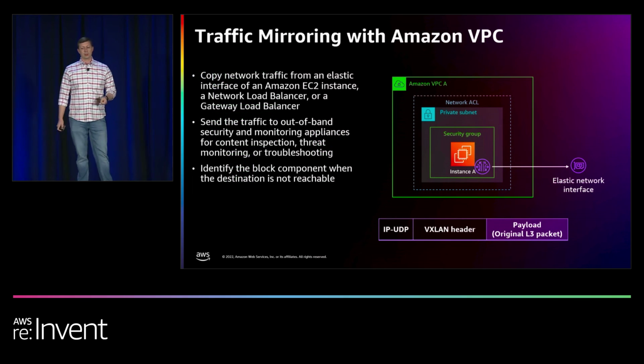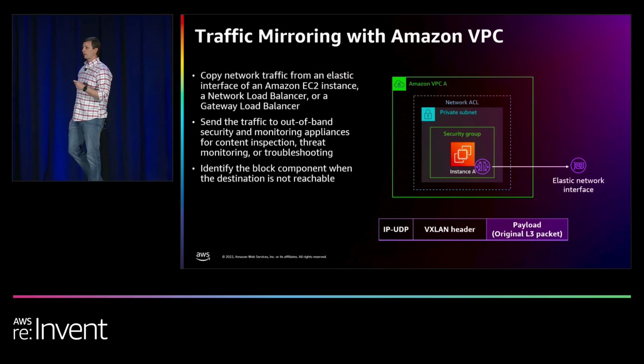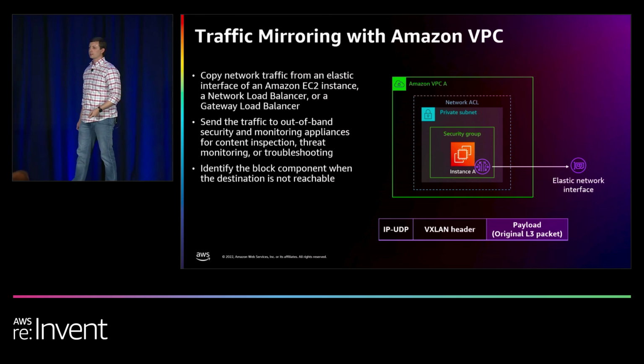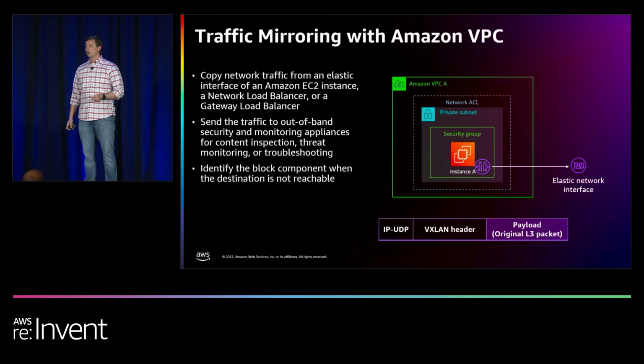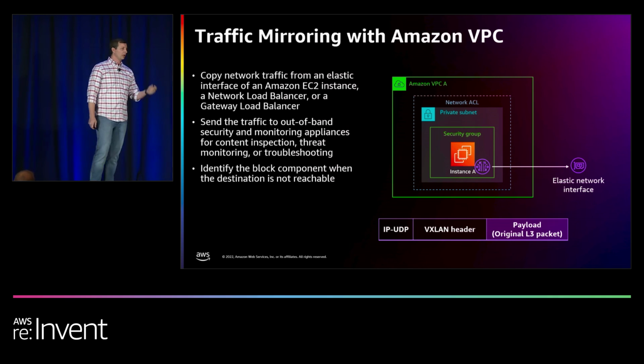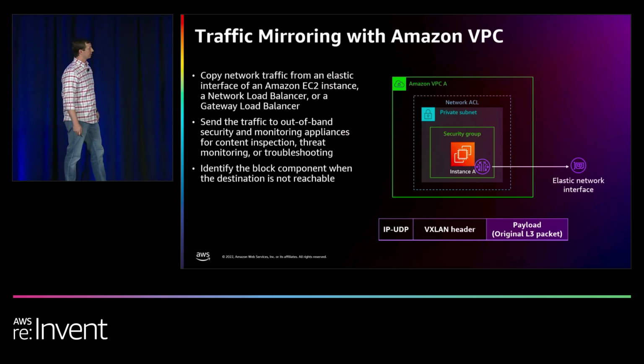With traffic mirroring, this is copying an entire packet and sending it to some destination. The way this happens is we take a copy of that packet, and then we put a VXLAN header on it, and you can send it to an ENI, a network load balancer, or one of the things that we launched this year, a gateway load balancer endpoint.